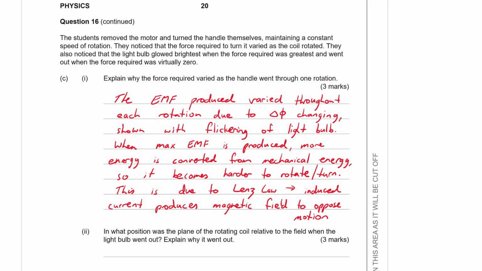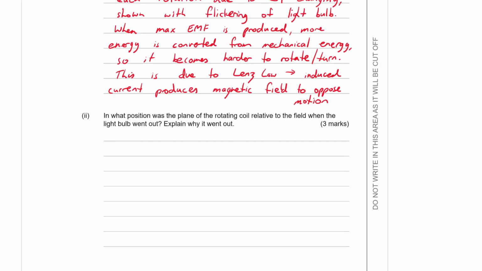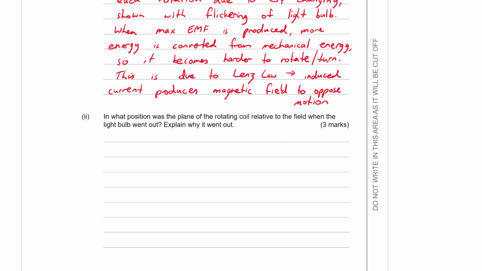And part 2, in what position was the plane of the rotating coil relative to the field when the light bulb went out? So what I'll do is I'm going to show you what I mean by drawing a nice little diagram over here. That's a terrible diagram. But if I have my magnetic field, there we go, and then I'm going to put my coil in there like that.